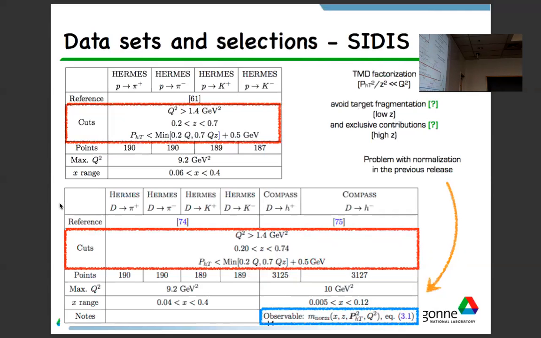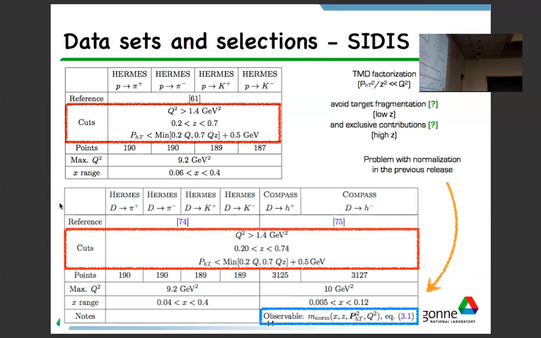To get a decent agreement, you have to take out the low Q square values in order for factorization to be applicable. There are at least two elephants in the room here. The first one is related to the definition of the fragmentation regions. We were excluding low Z and high Z data, but we know that the distinction between current and target and the soft fragmentation region is more complicated. And probably this is only a subset.